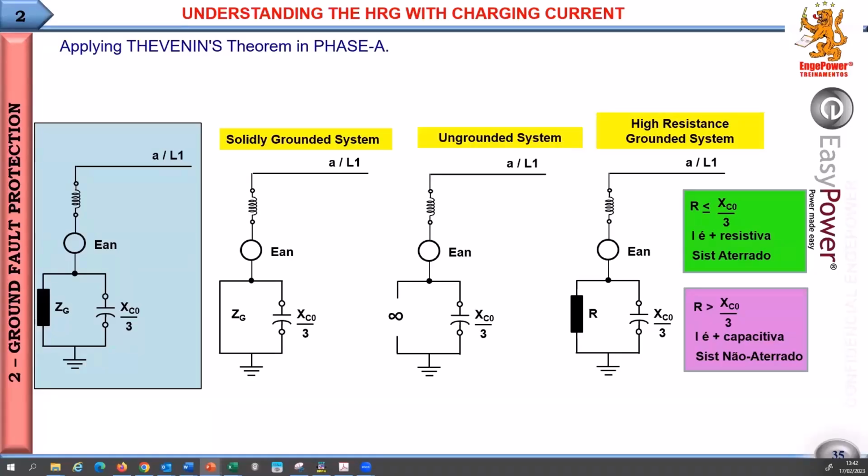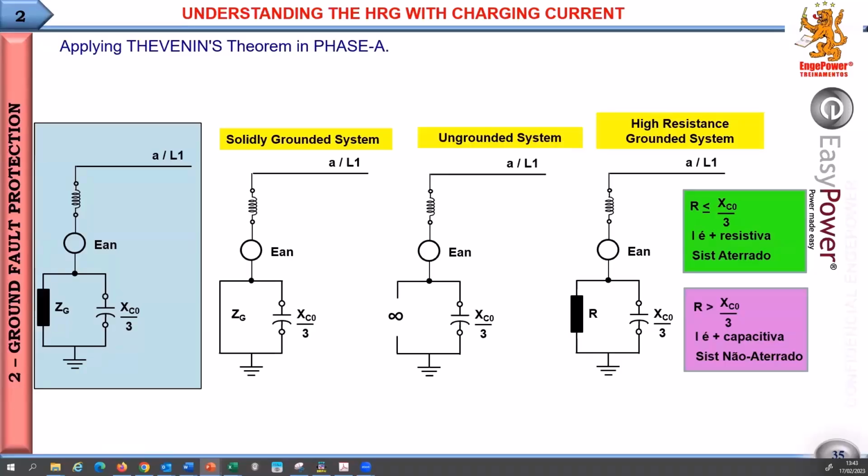So when the resistance value is lower than X0 over 3, most of the current will flow through the resistance. So you have resistive current, equivalent resistive current for the system. So the system is considered grounded.